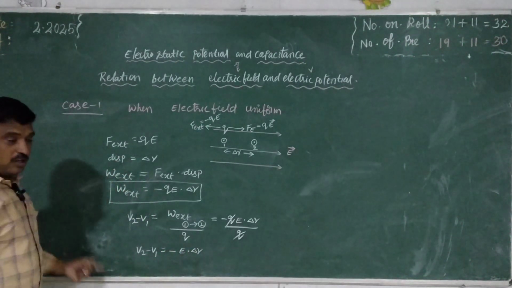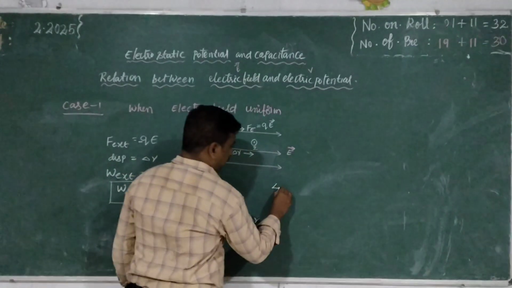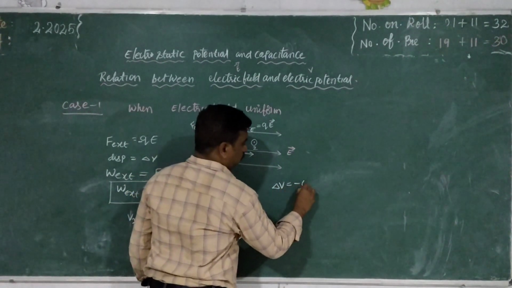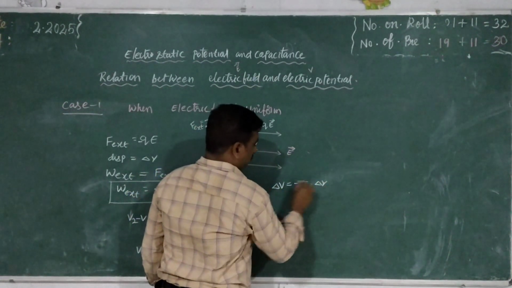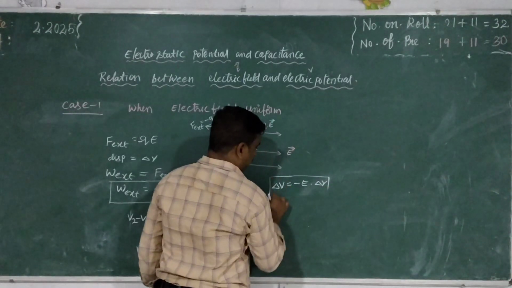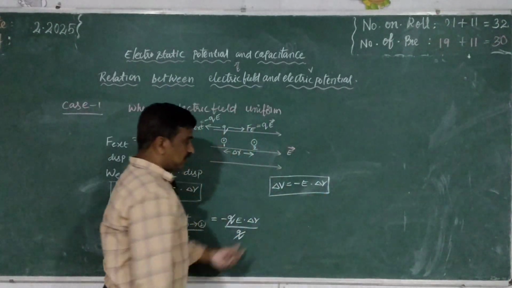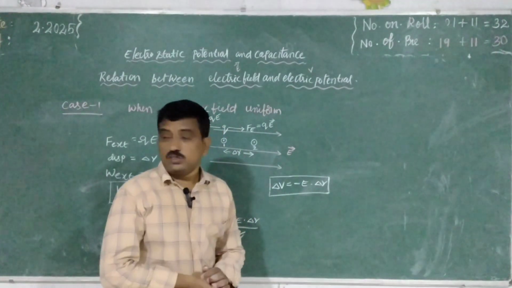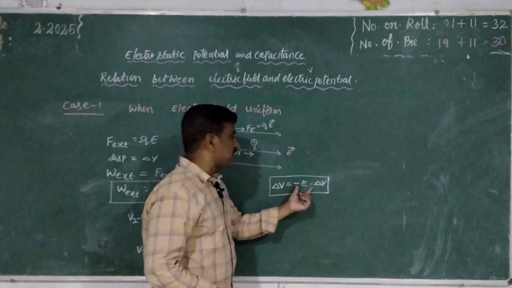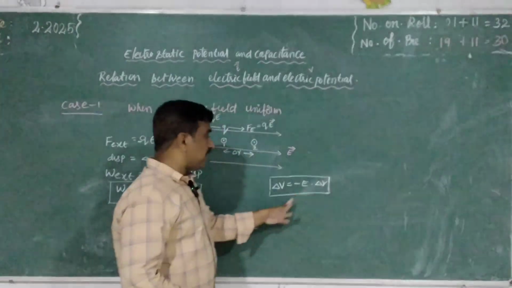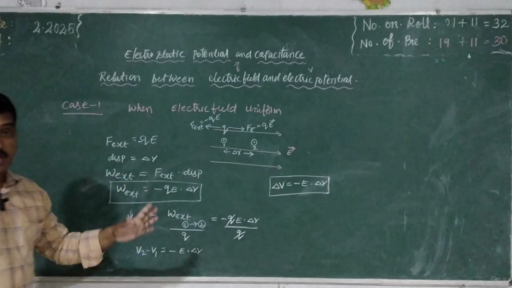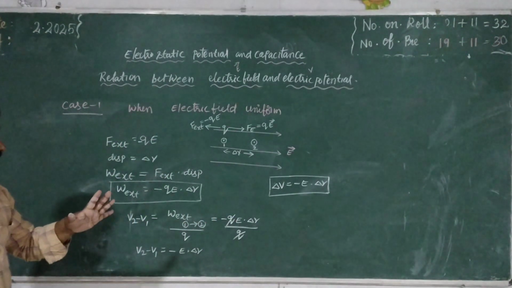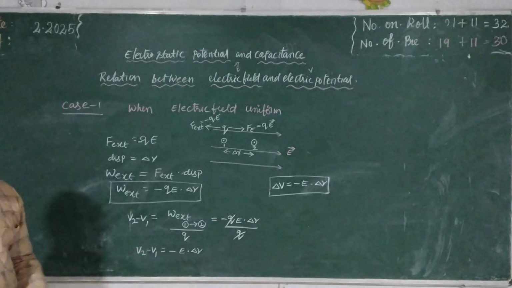V2 minus V1 is the change in potential, so we can write delta V. Delta V equals minus E dot delta R. This is the relation between electric potential and electric field. Delta V means electric potential, E means electric field. What is the relation here? Delta V equals minus of E dot delta R. It is the relation between electric field and electric potential when the electric field is uniform.